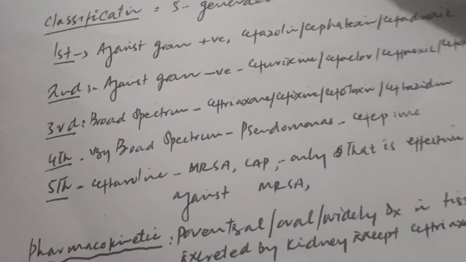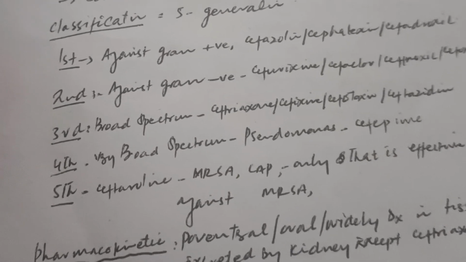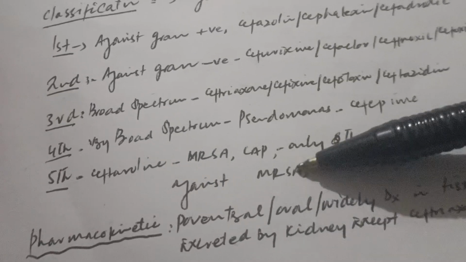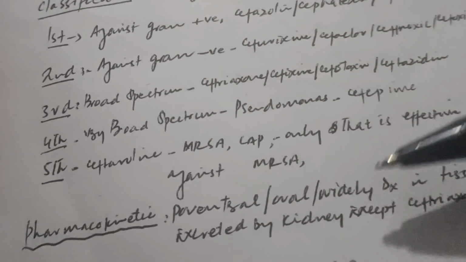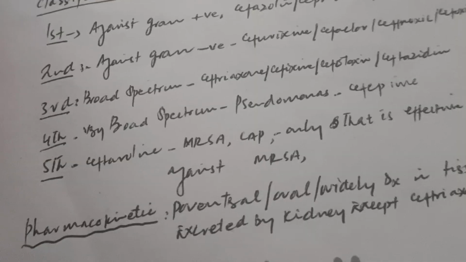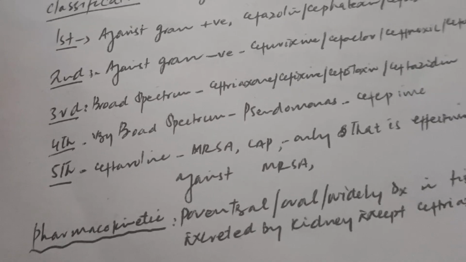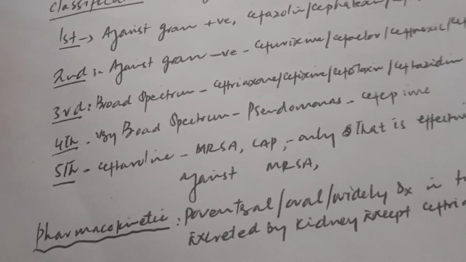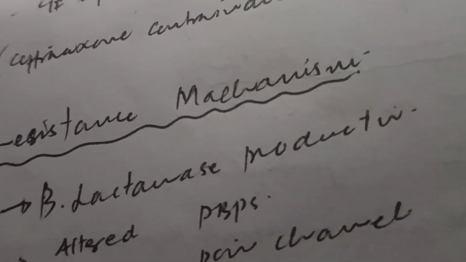In the pharmacokinetics of cephalosporin, the cephalosporins are mostly parenteral. They are present in IM or IV form, and oral antibiotics are also present in this cephalosporin group, and they are the most widely used antibiotics, and they are widely distributed in tissues. Most of the cephalosporin antibiotics are excreted renally, but the only antibiotic in cephalosporin, that is ceftriaxone, is excreted through bile.